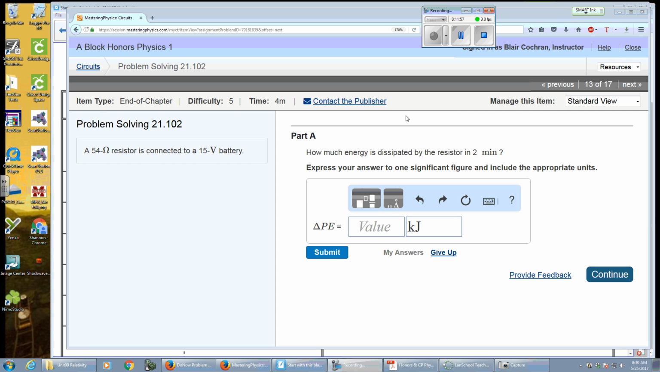Alright, so 13 it is. You got a resistor connected to a battery. How much energy is dissipated in the resistor in 2 minutes? Oh, they're being tricky with their time units there, minutes. Trying to throw me off. And then tricky again with kilojoules rather than joules. They're being so mean.